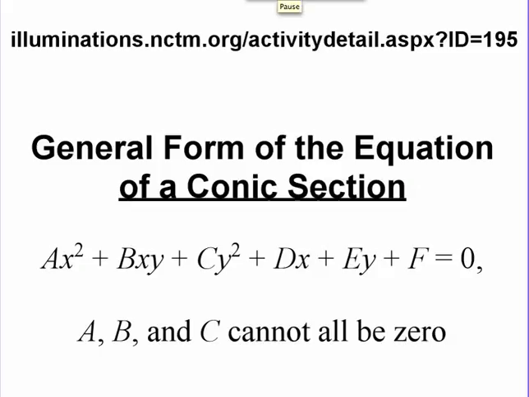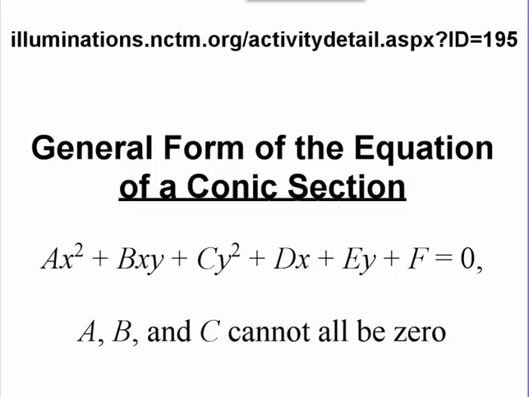Okay, so we're back after looking at that website. And what we need to get down here is what the general form of the equation of a conic section looks like. This is called the general form, similar to the general form for the equation of a line. Ax squared plus Bxy plus Cy squared plus Dx plus Ey plus F equals 0.